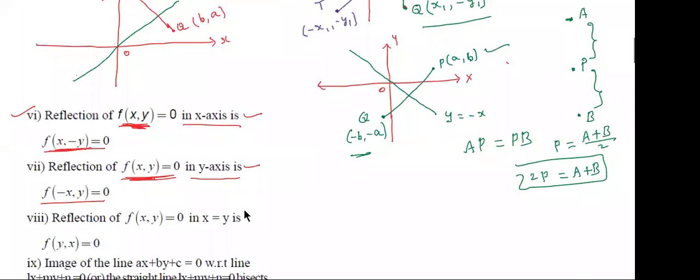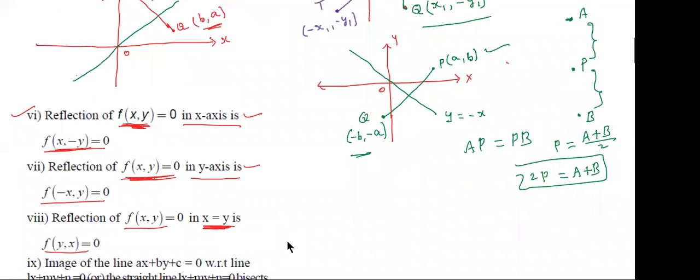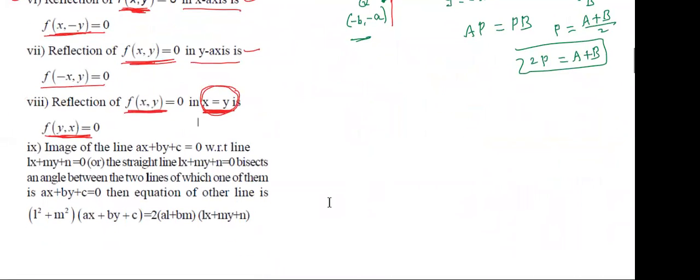Now, the reflection of f of x comma y is equal to 0 in x is equal to y. So what are we getting? F of y comma x. So here see, P is A comma B. Then the image is B comma A. Just the x and y coordinates interchange. Here f of x comma y is equal to 0. Now what is the image? The reflection is f of y comma x with respect to the line x is equal to y. Now this is the last point.